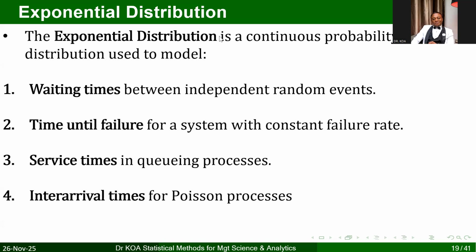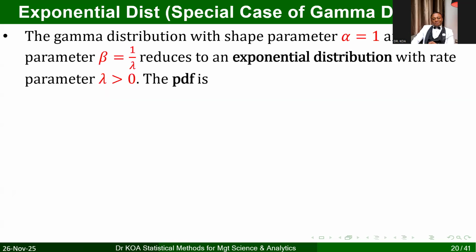Now, those are some of the practicalities, but let's try to understand what it involves. To start with, the gamma distribution has a shape parameter alpha which is equal to 1, and then the scale parameter beta, which is equal to 1 over lambda. Now, this is not usually the case, but when alpha is 1 and beta is 1 over lambda, that will reduce to the exponential distribution with a rate lambda of positive value.